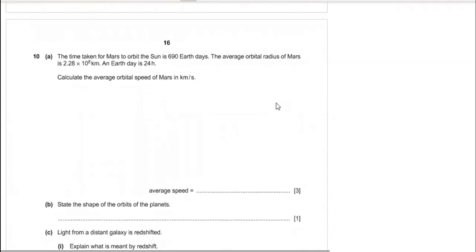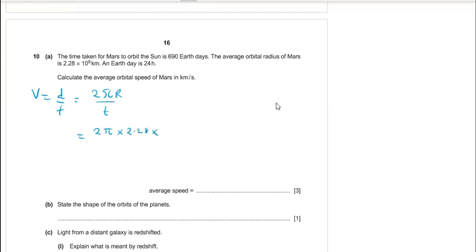Okay, number 10, part A, the time taken for Mars to orbit the Sun is 690 Earth days. The average orbital radius of Mars is 2.28 times 10 power 8 kilometers. An Earth day is 24 hours. Calculate the average orbital speed of Mars in kilometers per second. So for this equation, we assume that the orbit of Mars around the Sun is circular, and therefore speed is given by distance over time. The distance here is the circumference, which is 2 pi r, over the time taken. The time taken is the time for one revolution. So 2 pi times r, that is 2.28 times 10 power 8 kilometers, over the time of 690 days.